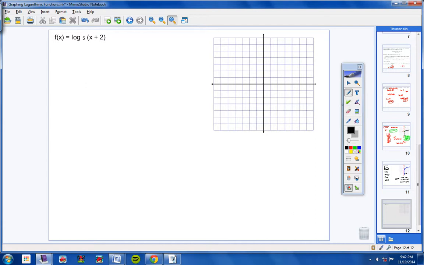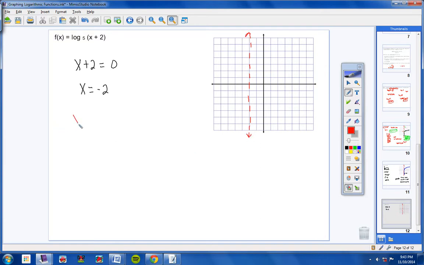Watch carefully. Now, first of all, step 1, take your argument, set it equal to 0 and solve. Here's your whole argument, because it is in parentheses. So there we go. Bring your 2 over, make it a negative 2. And your vertical asymptote is at negative 2. Not too bad.